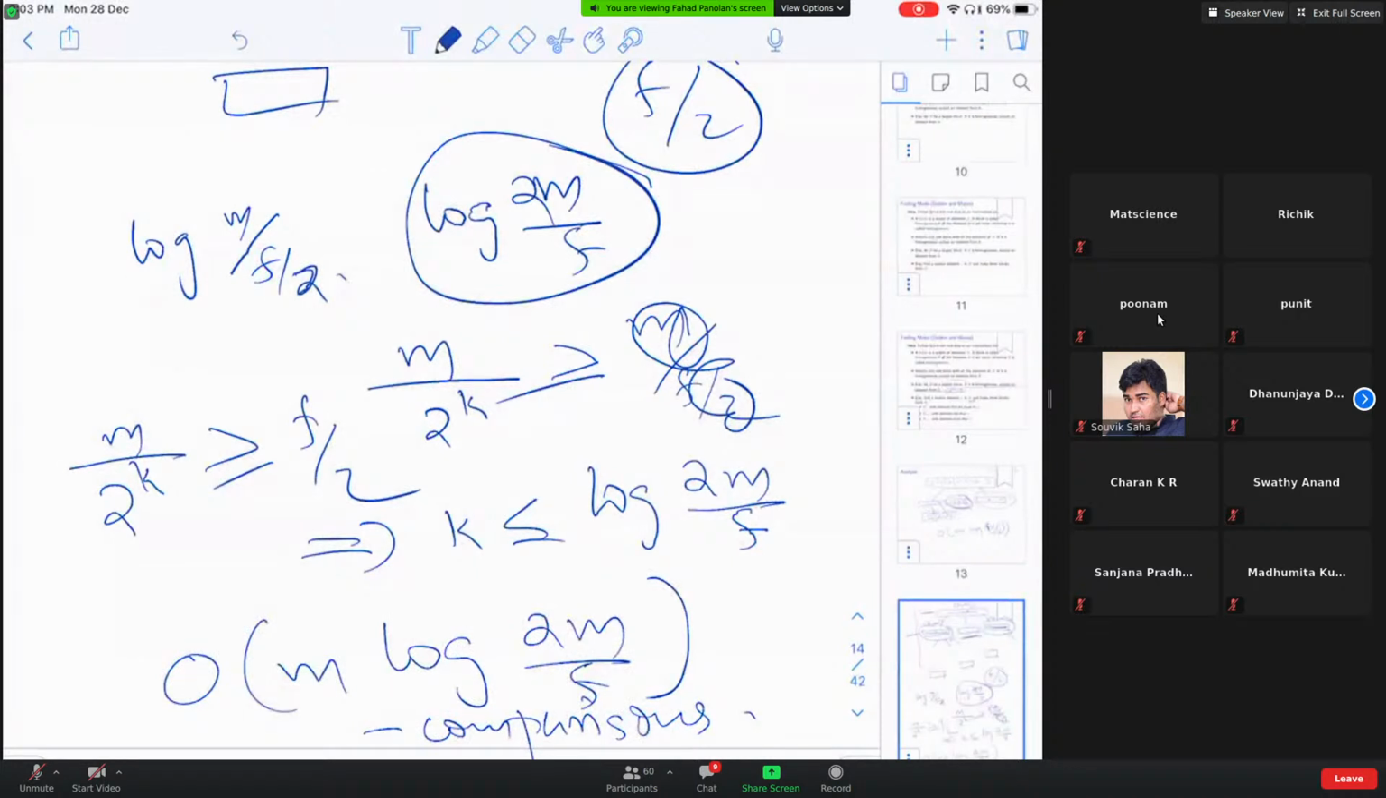So suppose the frequency of the most frequent element is m by 3. And any question?